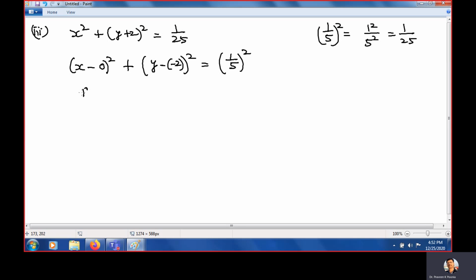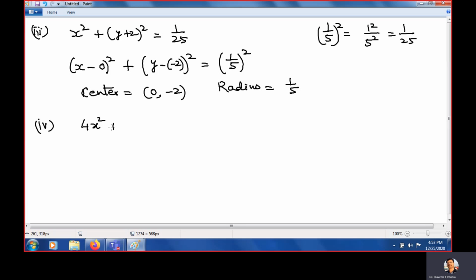So now we write it. What is the center? Center is 0 comma minus 2. And what is the radius? Radius is 1 upon 5. Clear? Now the fourth, one more question we are taking here.